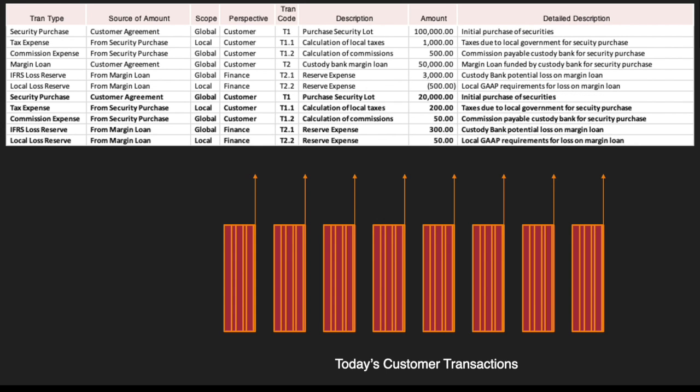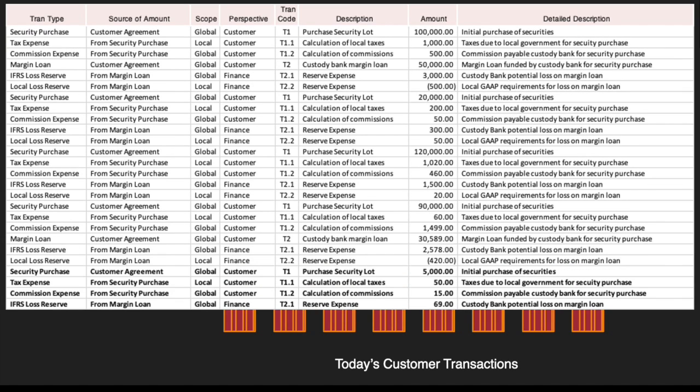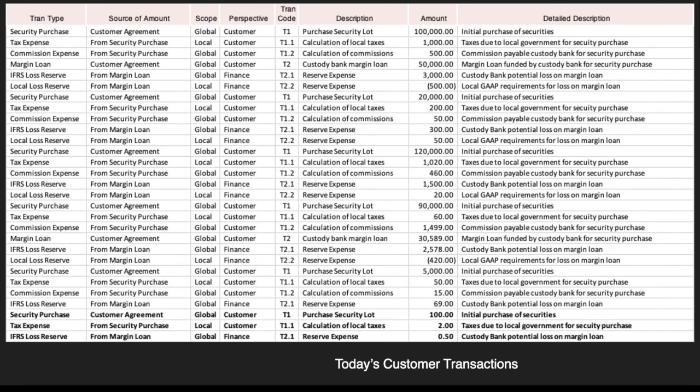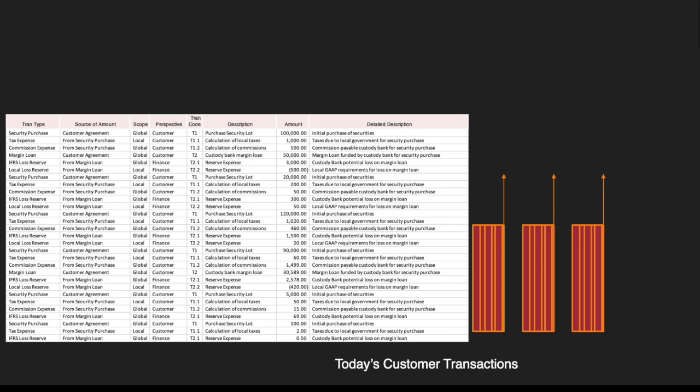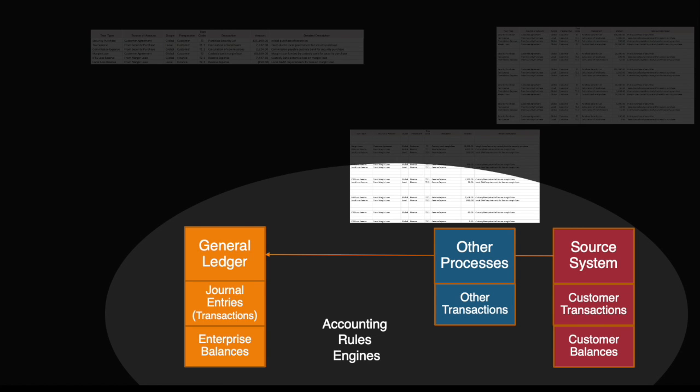For example, these customer transactions, along with all these other customer transactions, at the end of the day are accumulated to create aggregated journal entries that are then posted to the general ledger. Processes which create these transactions are called accounting rules engines, whether they're created in detail or in summary, and any place they're created within the organization.